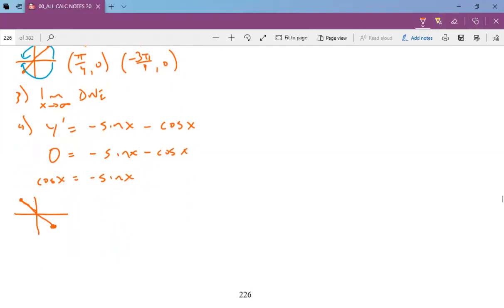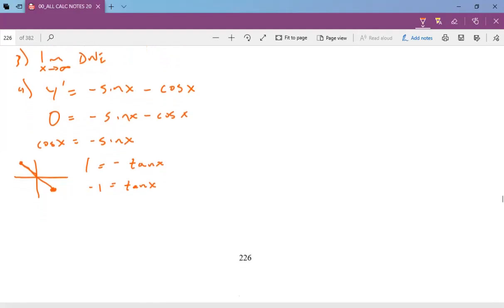So therefore, and whether or not that's clear to you or not, perhaps if we take it one more step and divide both sides by cos, we get 1 is equal to negative tan x. Tan is negative 1. So whether you want to take a step further and look at it from there, or whether you see it from cos x equals negative sine x, either way, we end up with critical numbers.